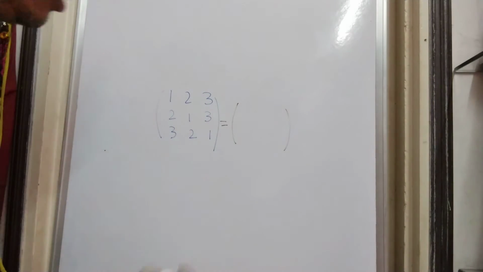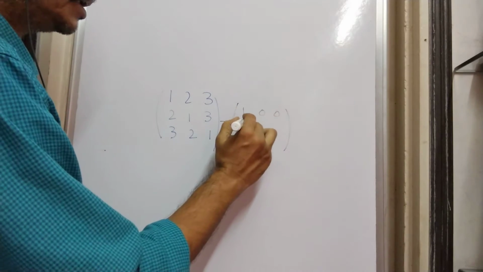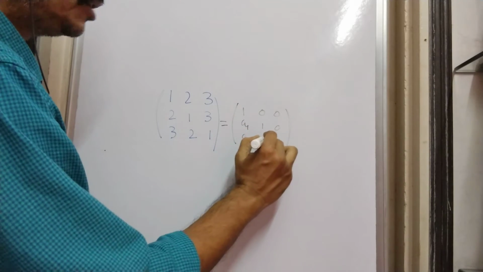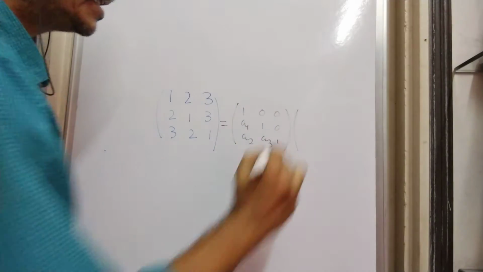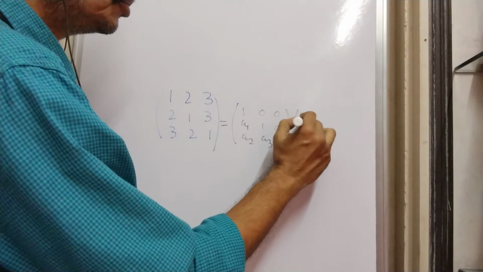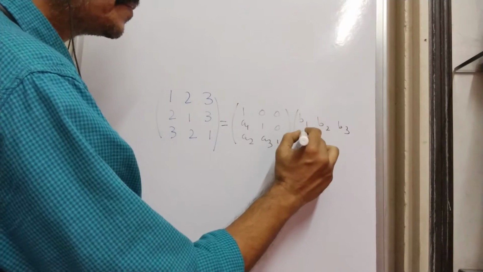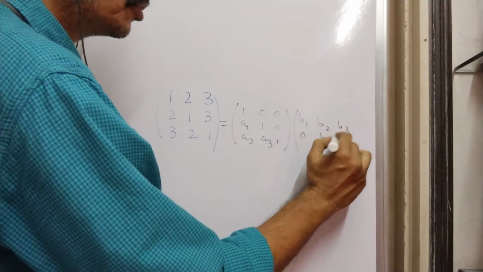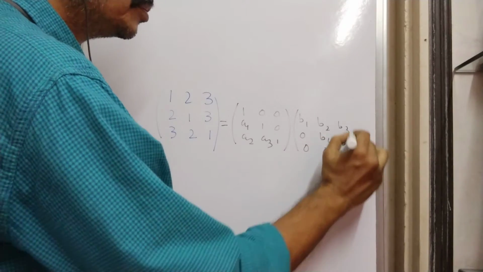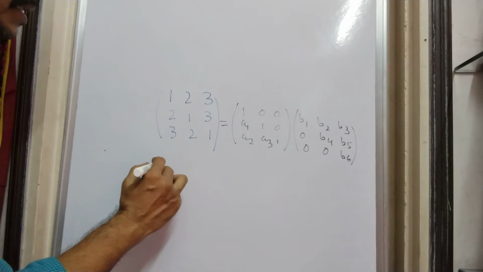One is lower triangular, so we choose 1 0 0, A1 1 0, then A2 A3 1. This is the lower triangular matrix. And in case of the upper triangular matrix, we get the values as B1 B2 B3, 0 B4 B5 and 0 0 B6. This is the form of the upper triangular matrix.